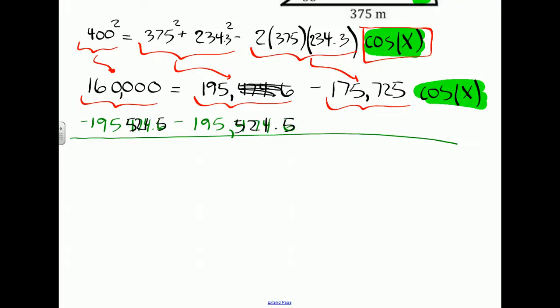So this right here is actually a little bit off. So now if I subtract this, I end up with negative 35,521.5 equal to negative 175,725 times the cosine of x.